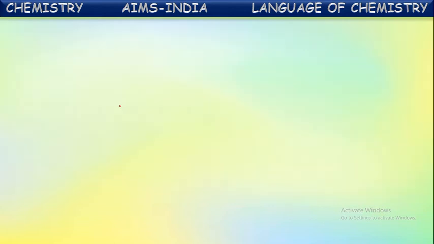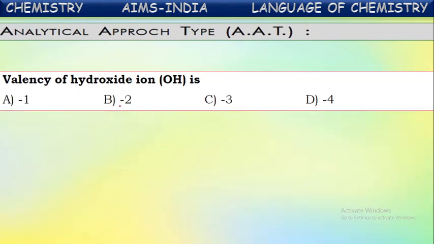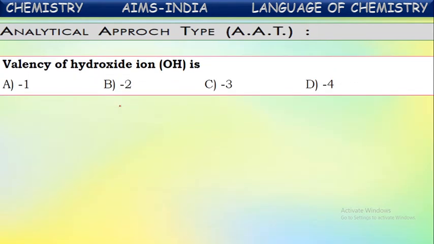Next, analytical approach questions. First one, valency of hydroxide ion. Yes, hydroxide is one of the polyatomic ions. It is also called a radical. Its formula is OH minus. It is a monovalent negative ion. So its valency is minus 1.